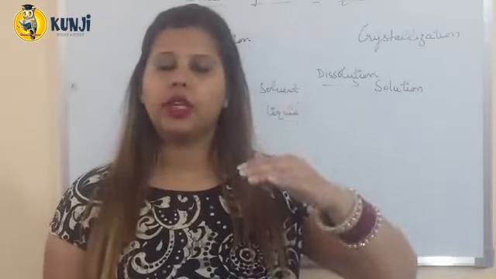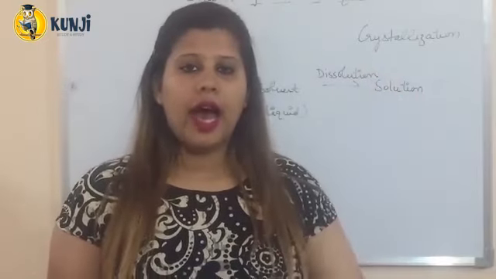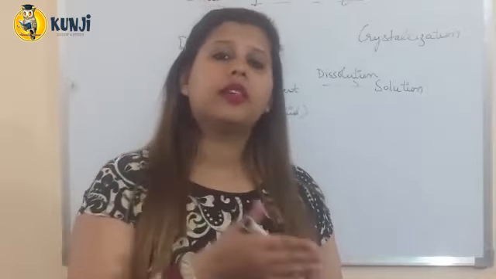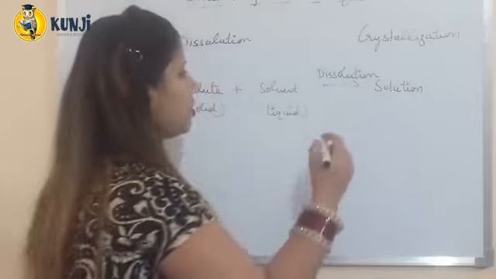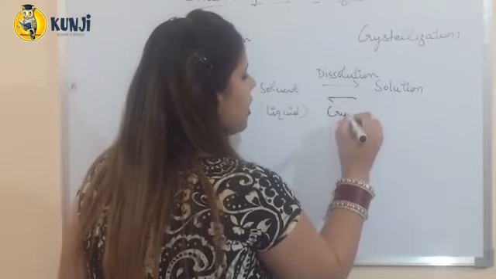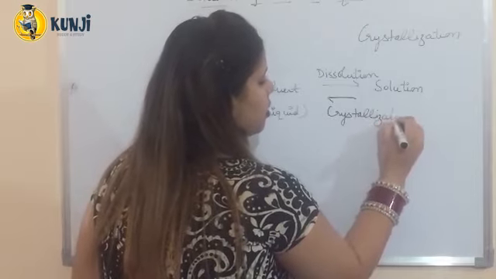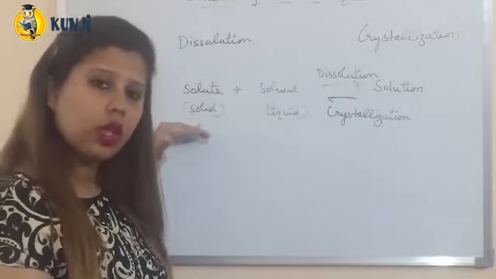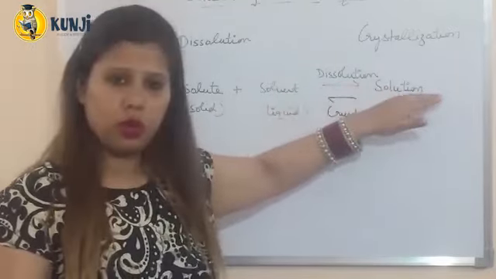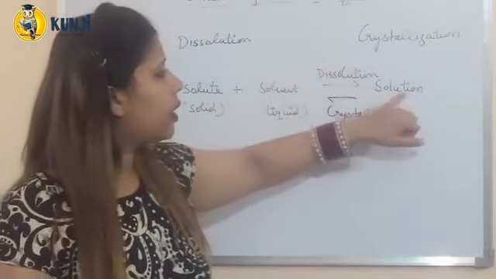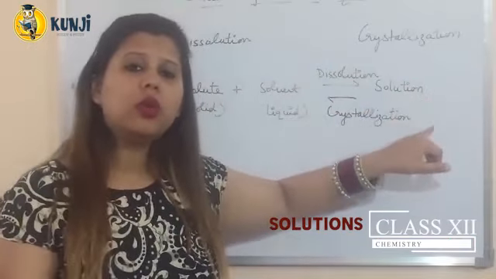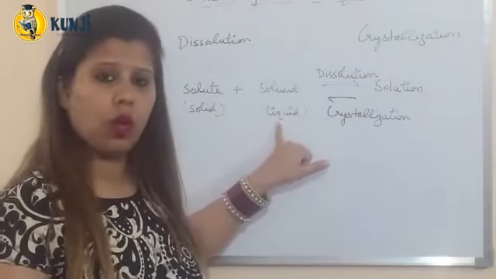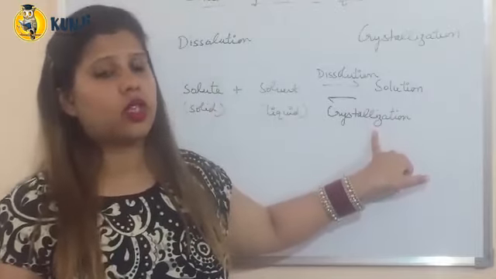That after certain limit, no more solute can be added, and after that what happens? The extra sugar particles will separate out from the solution, and that is known as crystallization process. So what is dissolution? Whenever you are adding solute into the solvent and forms the solution, that is known as dissolution. But after saturation point, if the solute particles separates out from the solution, it gives back solute and solvent, and the process is known as crystallization process.